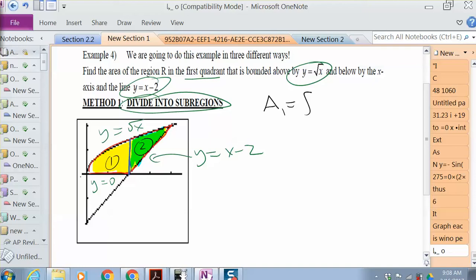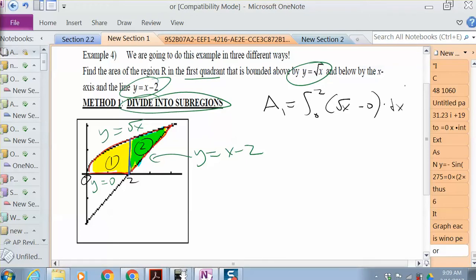And what would you say the limits of integration would be for the first region? It starts at x equals 0 and goes up to what? A 2, right? So you can integrate from 0 to 2 of root x minus 0. Of course, root x minus 0 is just root x, so if you said root x, that's totally fine. But just to be consistent, we do upper minus lower, right? So we just want to integrate that.